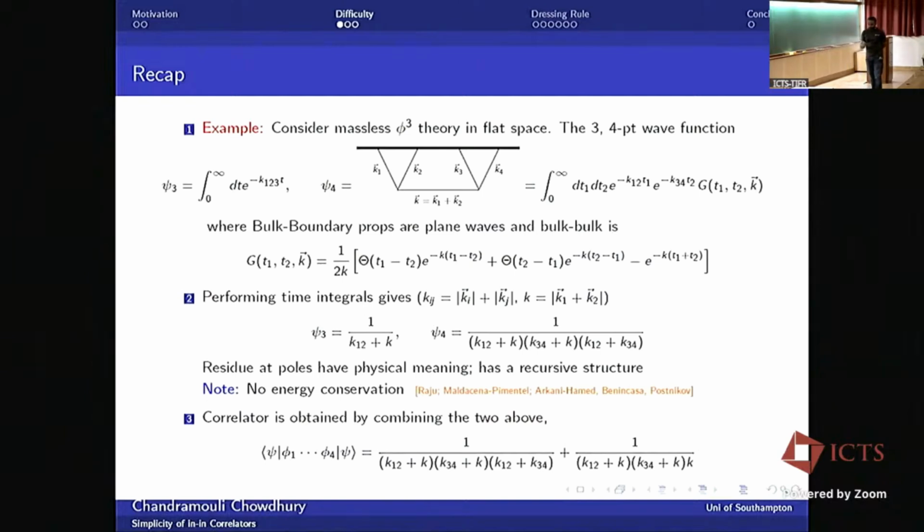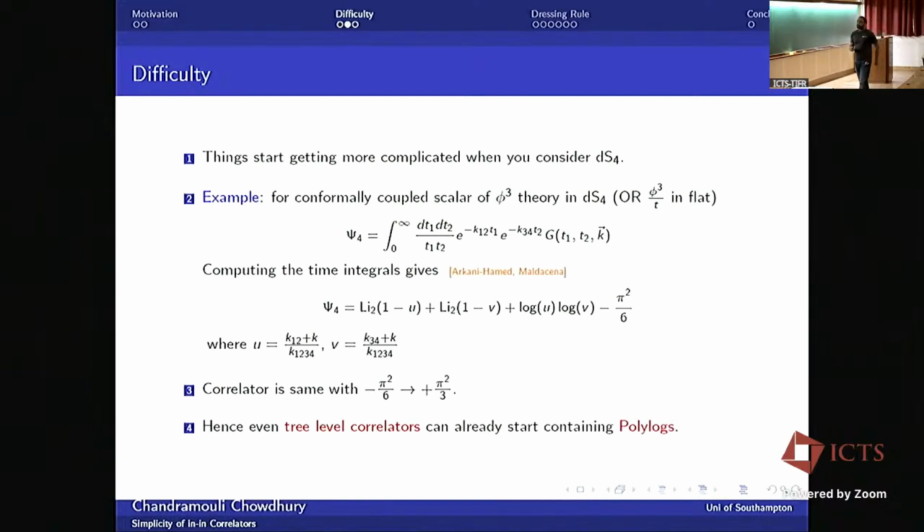Okay, good. Now, things would start getting more difficult if you consider something like de Sitter 4. The example in the previous slide was for flat space. In de Sitter 4, it's almost equivalent to a time-dependent interaction. So you have to perform almost the same integral, but with some factors of t1 and t2 sitting in the denominator. And in this case, you can actually perform this integral easily. It was performed here some time ago. And you have this very nice dilog structure, which we also saw in some other talks. And with this, you can then compute the correlator with a simple replacement of this.